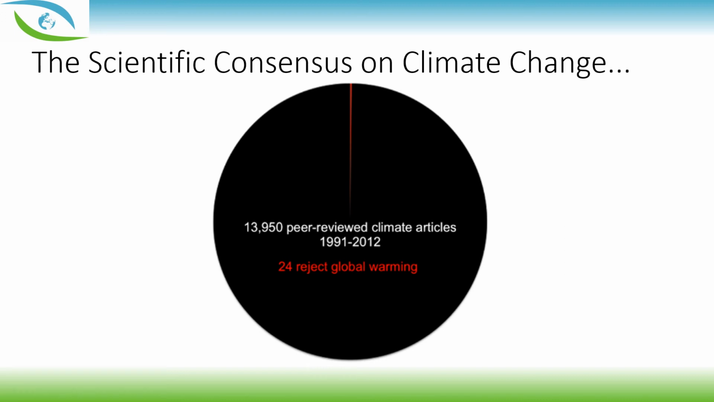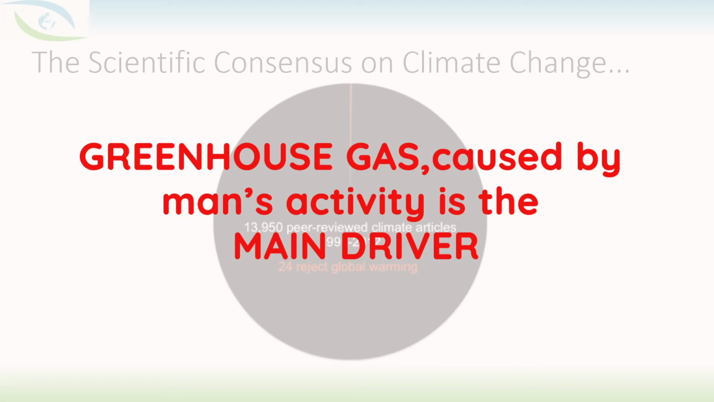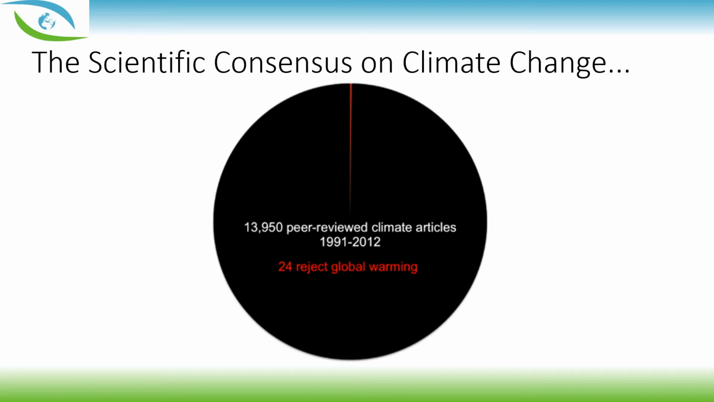Currently, many disciplines covering fields as diverse as atmospheric chemistry, meteorology, geology, glaciology, oceanography, physicists, marine biologists, hydrologists, ecologists, data scientists, climate modellers and many others are all conducting research, and the vast majority come to the same conclusion. Climate change is occurring and greenhouse gases emitted by man's activity is the main driver.